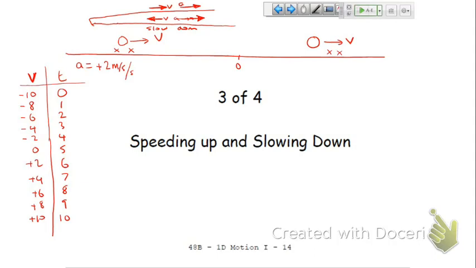So it's the same pattern. Whenever the acceleration is in the same direction as the velocity, it speeds up, no matter what.